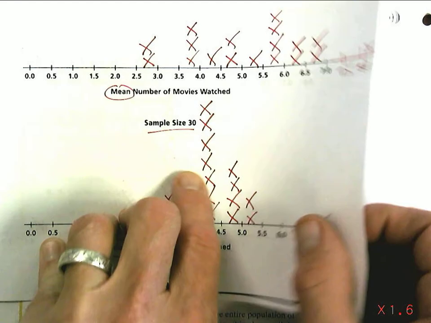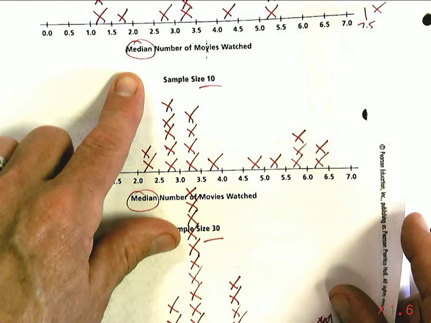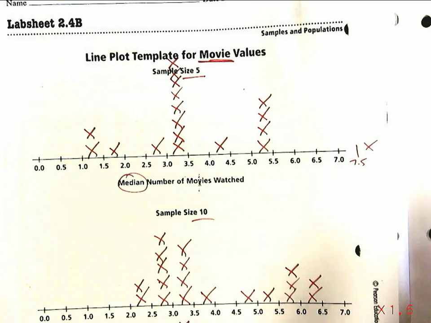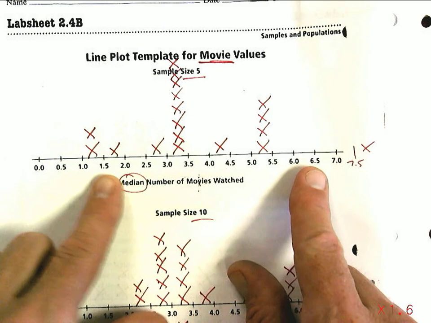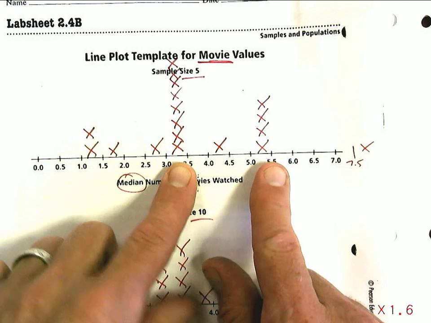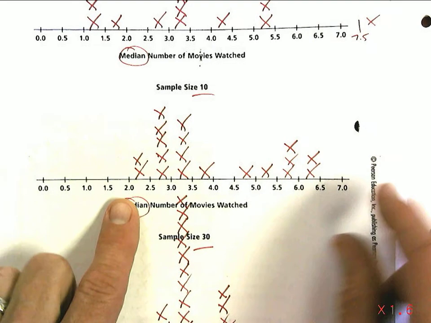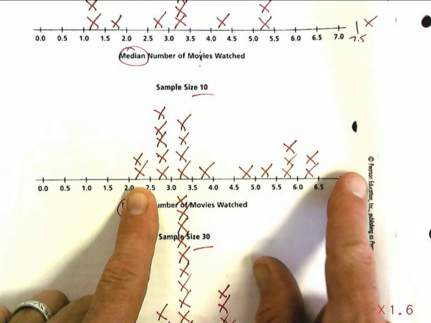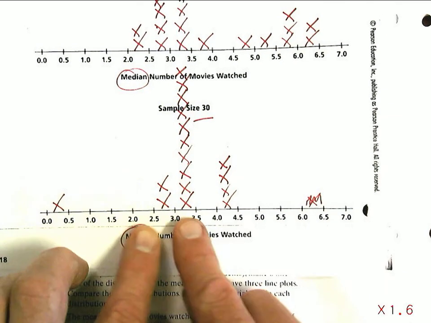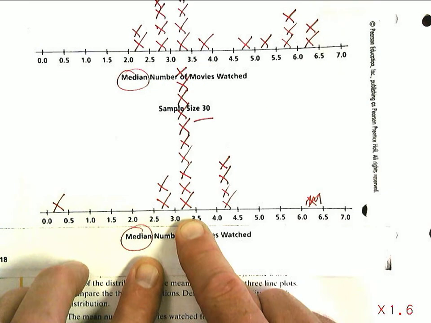So what if we look at another one? So if I have a line plot for, again, these are the medians for movies watched. And this is a whole set of class data, a whole number of students did this. And so you can see with a sample size of 5, there's a lot here in the middle, but there's also a bunch way out on the edges. Sample size of 10, okay, some of those ones further on the edge start to disappear. Sample size of 30, most of the data falls right in here where the median is right around 3.